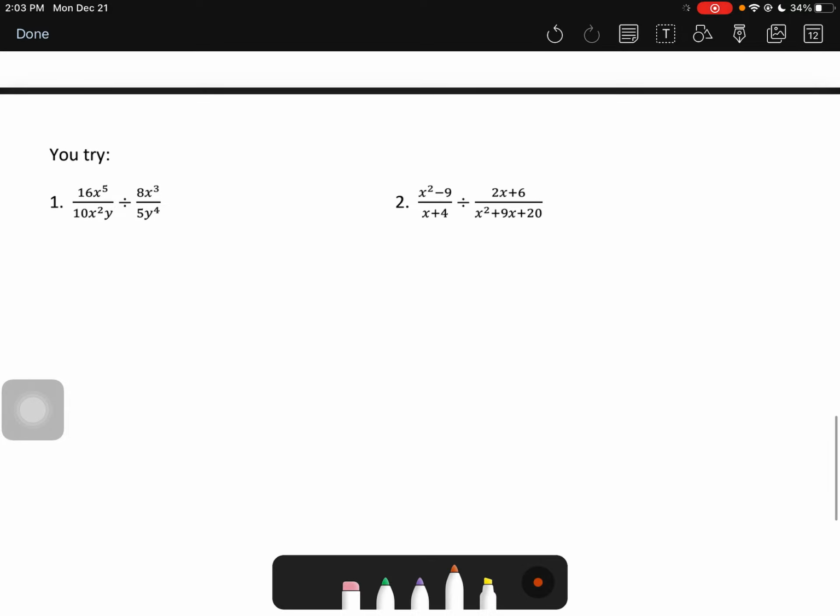Here are 2 examples for you to try. Make sure that you change the division to multiplication, the second expression to the reciprocal, and make sure you are careful to factor first.